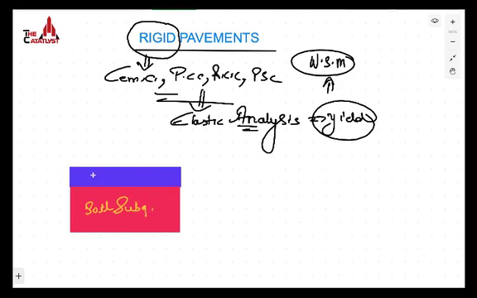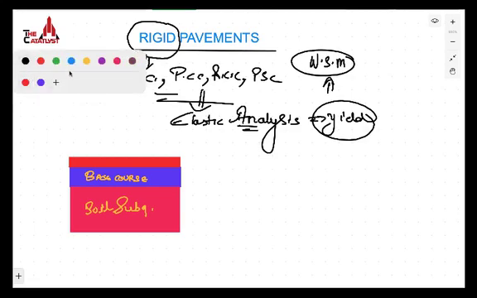And you have this base course. And over that we have a top layer of pavement slab. Let's say this is the pavement slab which we have at the top. This is the cement concrete pavement.